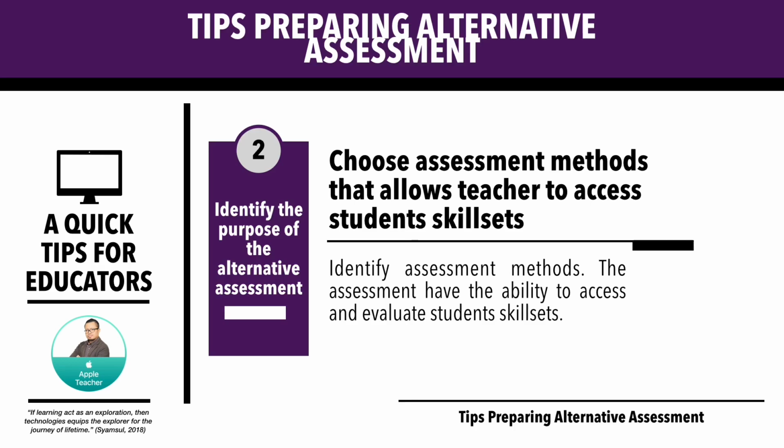Element number 2, identify the purpose of alternative assessment, by choosing assessment methods that allow teachers to assess students' skill sets. In higher learning education, we need to develop and implement a CGPA system that not only focuses on academic outcomes, but also reflects holistic and balanced mastery of knowledge and soft skills. And as educators, we need to identify assessment methods that have the ability to assess and evaluate students' skill sets.